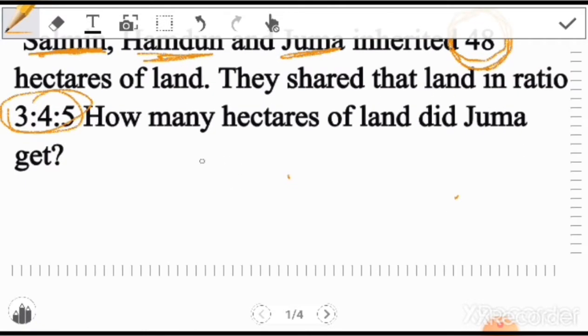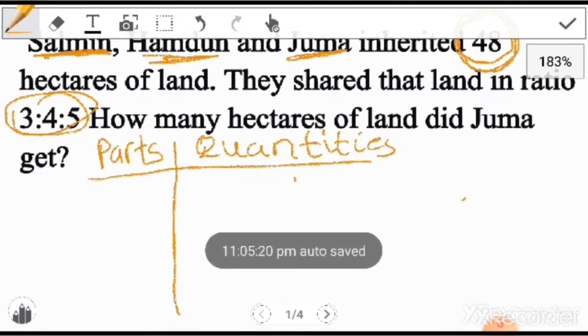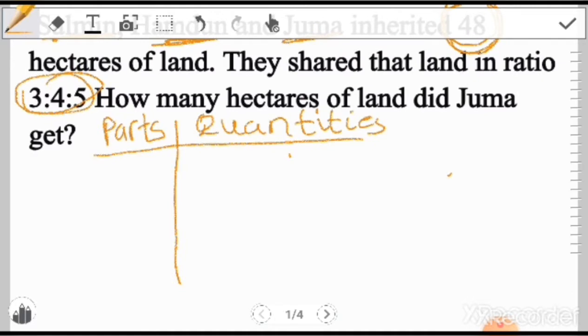So this is our table of 2 columns. One column of the table will have the ratios, or we can simply call them parts, and the other will have quantities. The quantities can be anything. It can be money, it can be whatever.